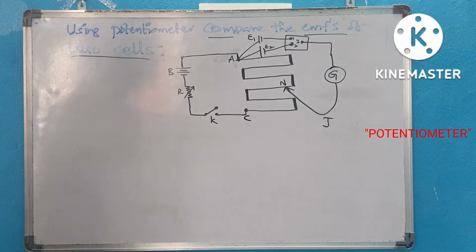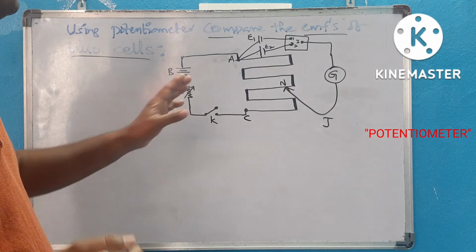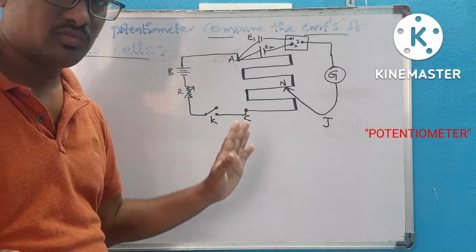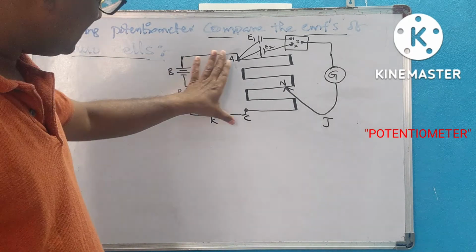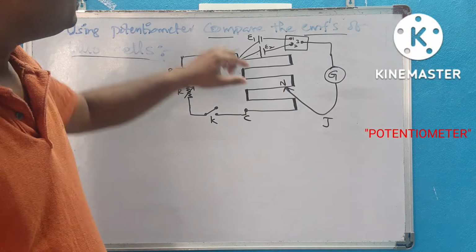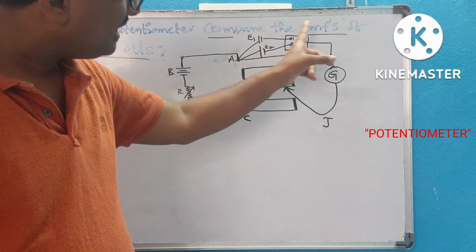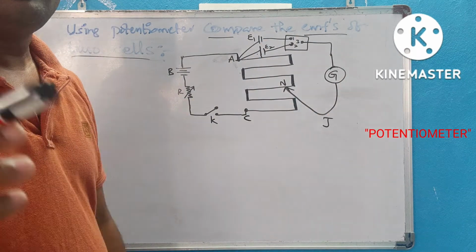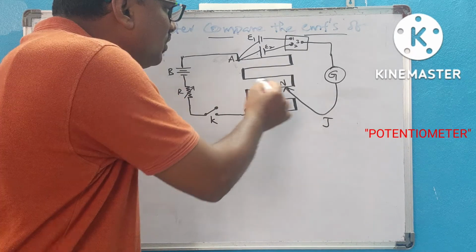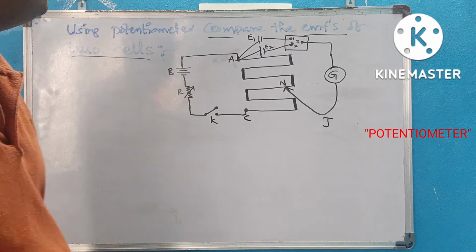So this is the diagram for the potentiometer to compare the EMFs of two cells. Our task is to compare the EMFs of two cells. So this is the primary circuit. For the secondary circuit, we connect the two cells through a two-way key and a galvanometer, and a jockey is connected, and the jockey slides over the wire from A to C.